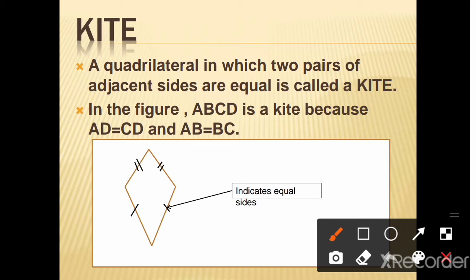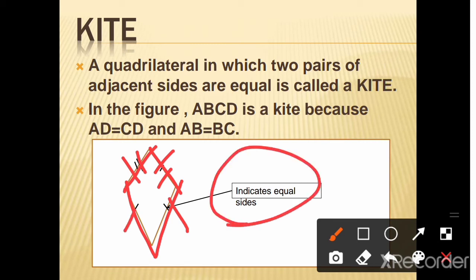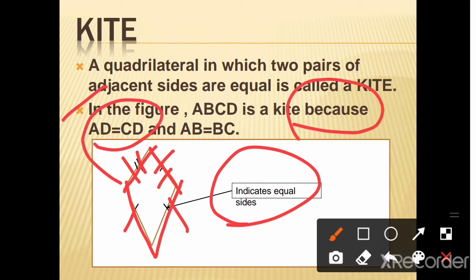In the case of a kite shape, these are two adjacent sides. Adjacent sides are equal. This and this side are also adjacent sides. Adjacent sides are equal, so indicate the equal sides. In the figure, ABCD is a kite shape because AB is equal to AD and CD is equal to BC. Both are adjacent sides, because in the case of a kite shape, adjacent sides are always equal. So this type of quadrilateral is called the kite shape.